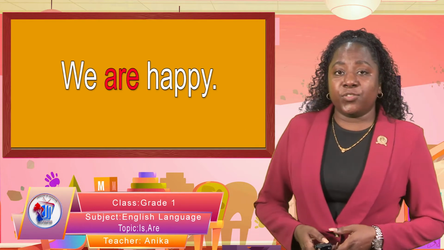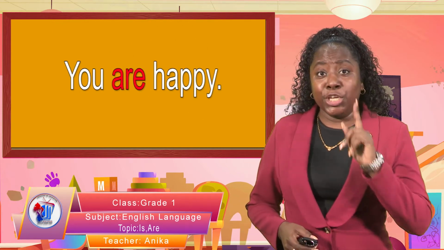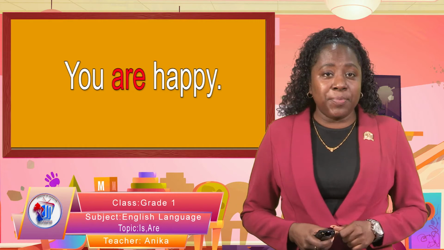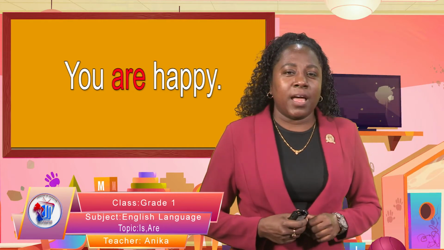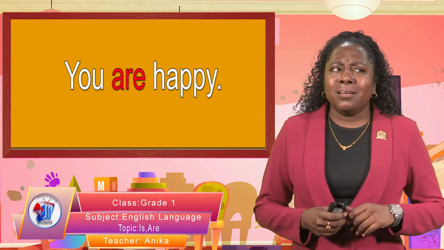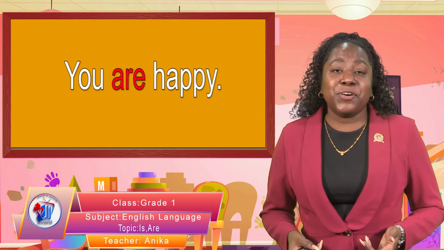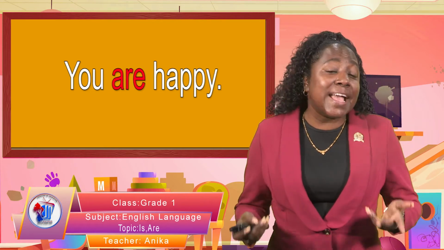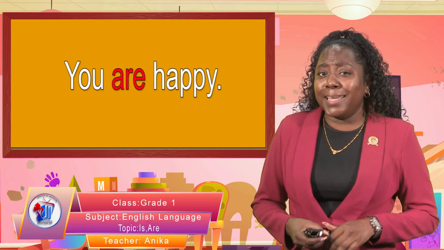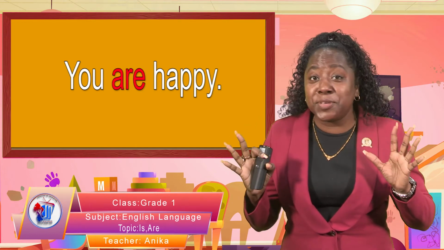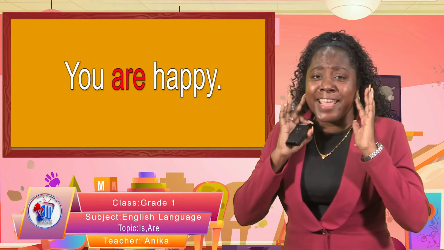The next sentence reads, you are happy. You are happy. Now this one is a little tricky. I know you are just one person. However, we cannot say you is happy. But I hope you are happy and I want to see your happy face. So you should be smiling from ear to ear.